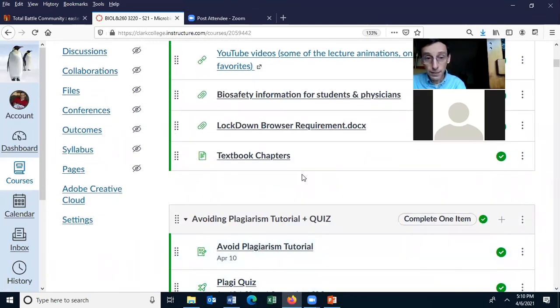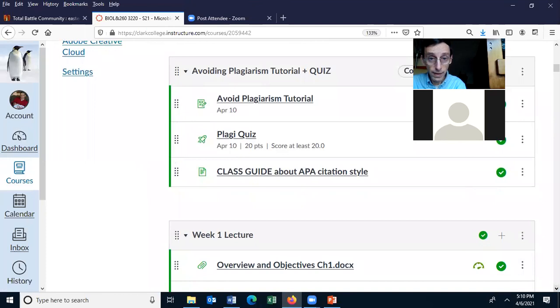Hopefully all of you got the textbook. If you don't have the textbook, the first 3 chapters of the textbook are on this link here, and the chapter summaries are also on this link, and hopefully that'll give you enough time to get the textbook.